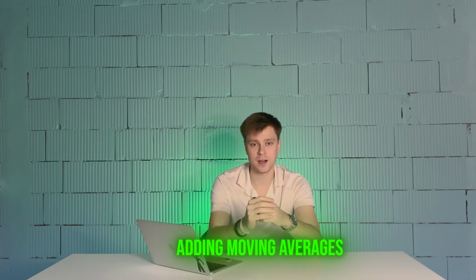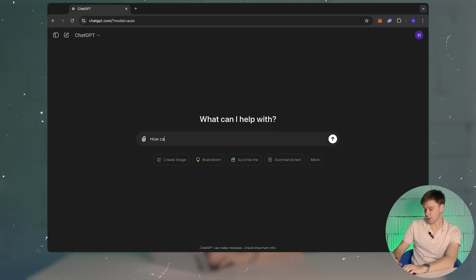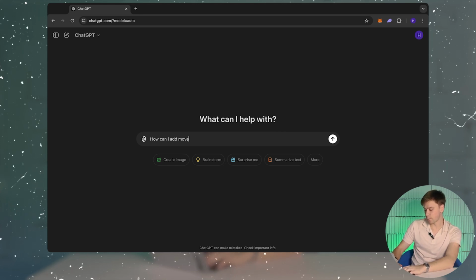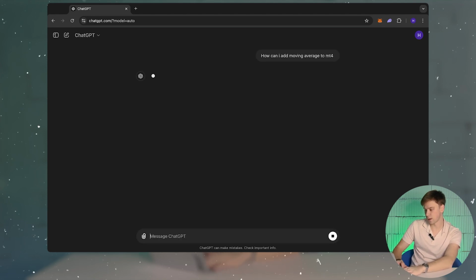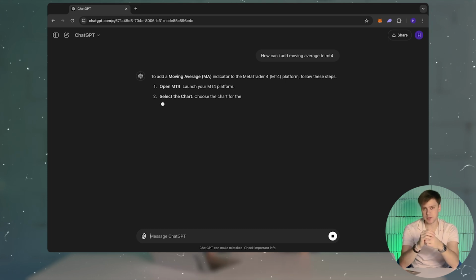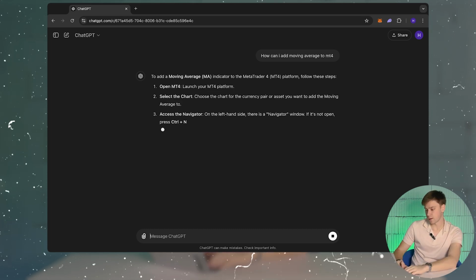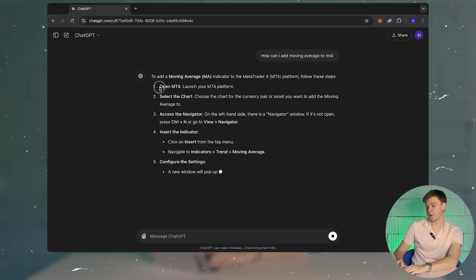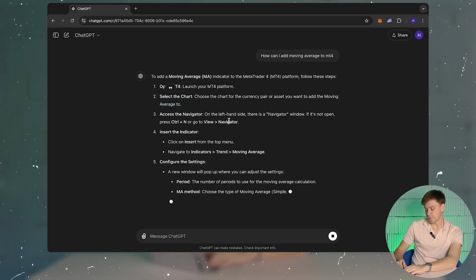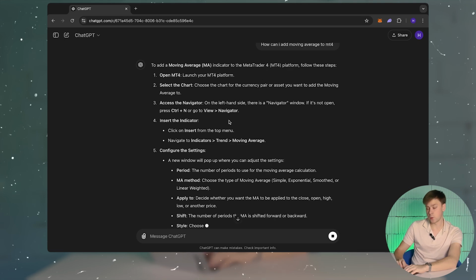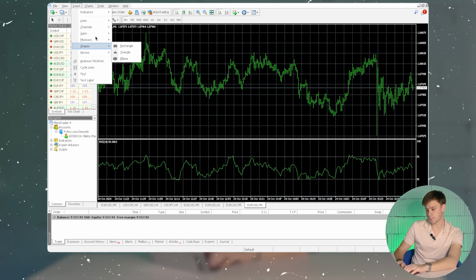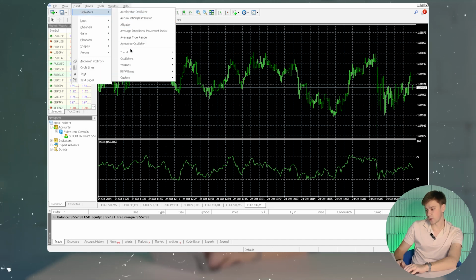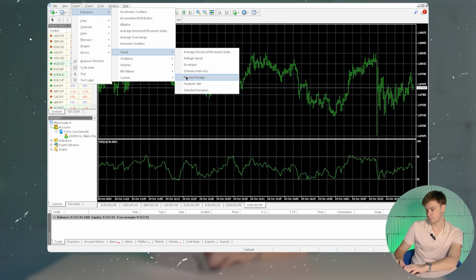If you have no idea how to add them, you can simply ask ChatGPT, how can I add moving average to MT4? It will give you step-by-step instructions that you can use by yourself. You see, it even tells you to open MT4, select the chart. Instead of reading all these instructions, we will move straight to our chart. We will click Insert in the top toolbar, Indicators, Trend, and Moving Average.